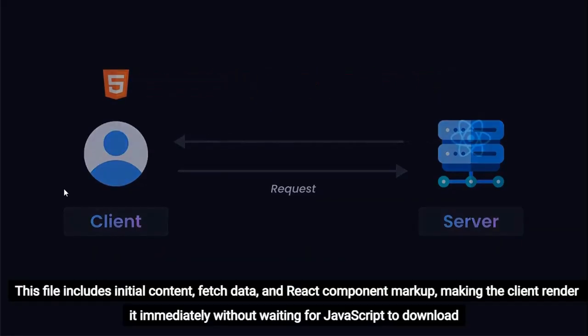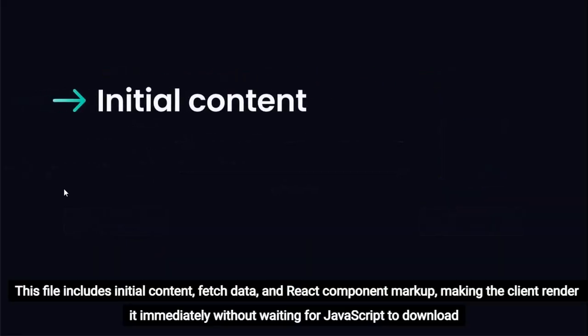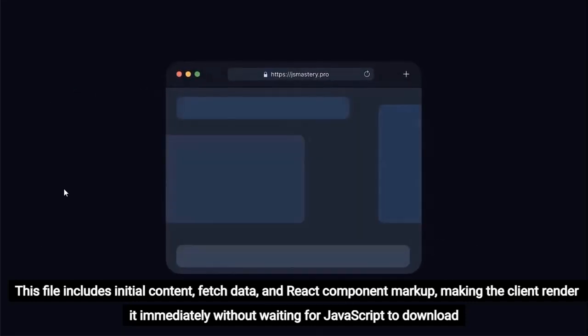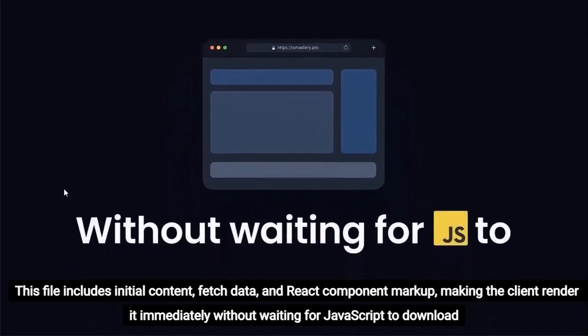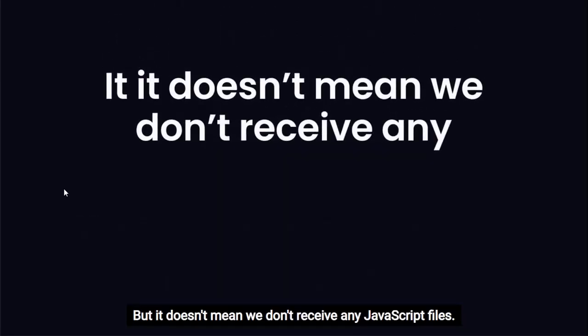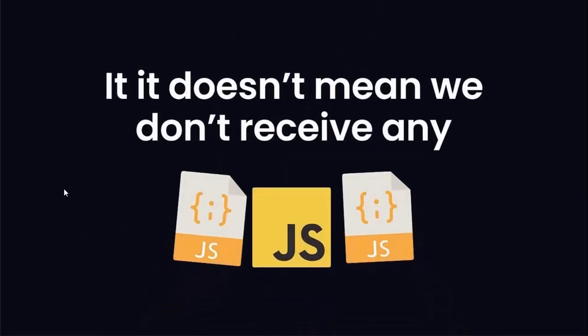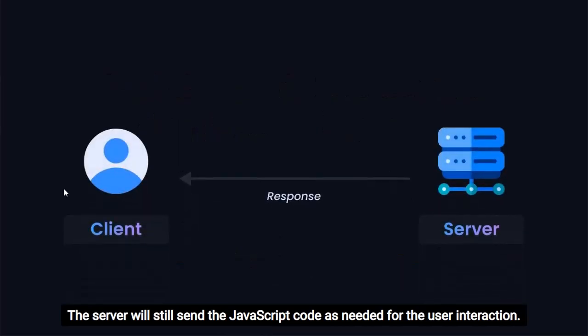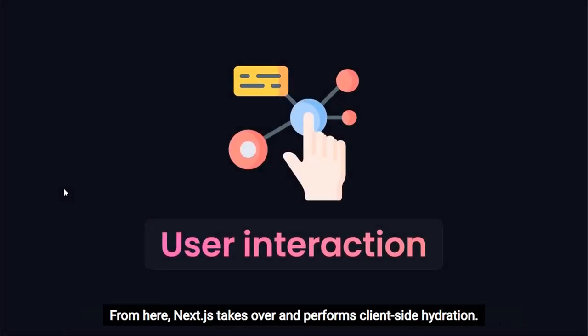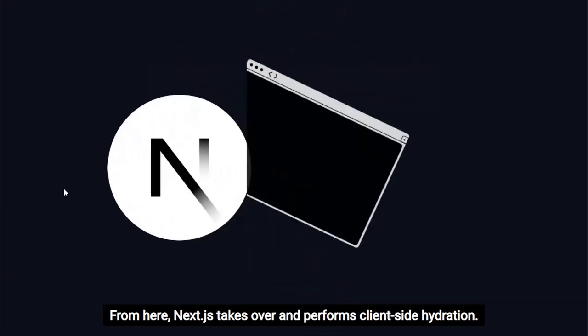This file includes initial content, fetch data, and React component markup, making the client render it immediately without waiting for JavaScript to download and execute. But it doesn't mean we don't receive any JavaScript files. The server will still send the JavaScript code as needed for the user interaction. From here, Next.js takes over and performs client-side hydration.